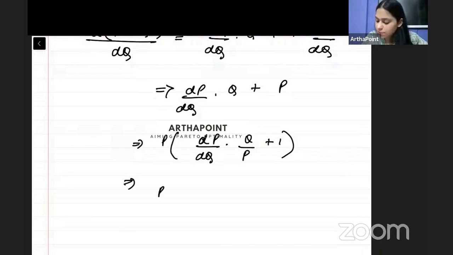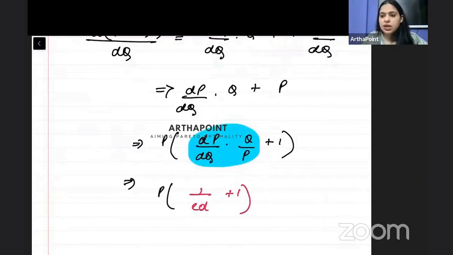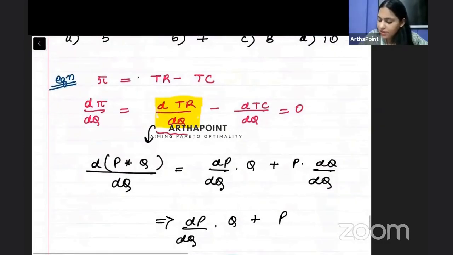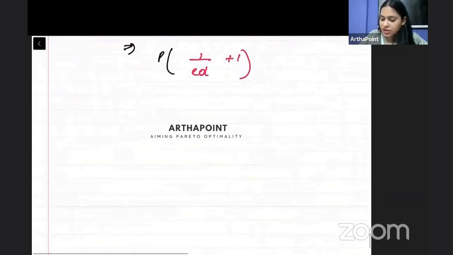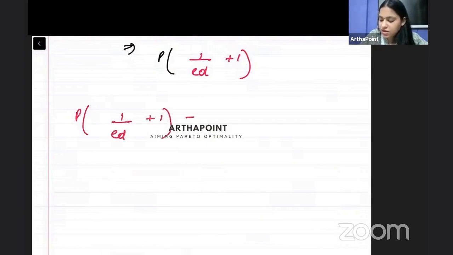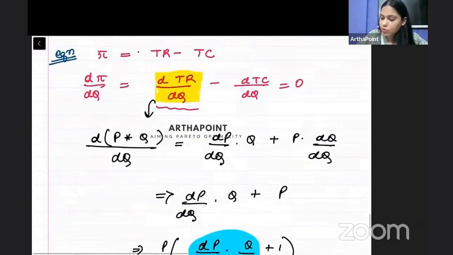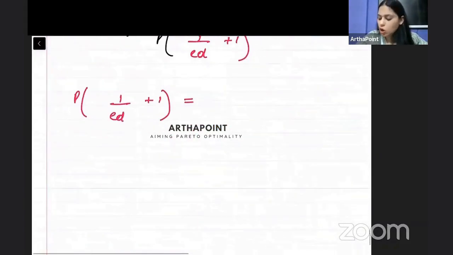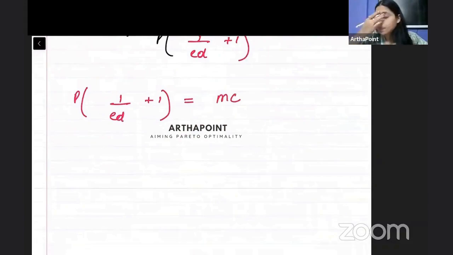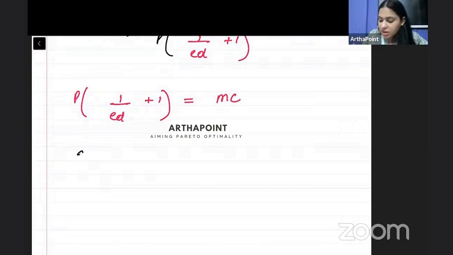तो बच्चे, this will be P. ये हो गया 1 by elasticity. This is 1 by elasticity of demand plus 1. Right? तो अब यहां पर इसकी जगह पे I will write down P 1 by elasticity plus 1, और इसकी जगह पे I'm going to write down marginal cost, equal to MC. Right बेटा? Equal to MC. Clear हुई बात?